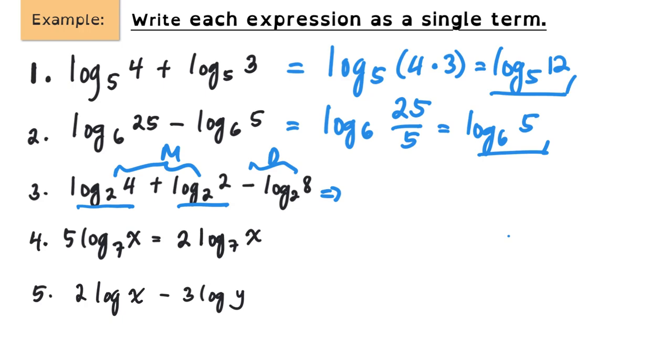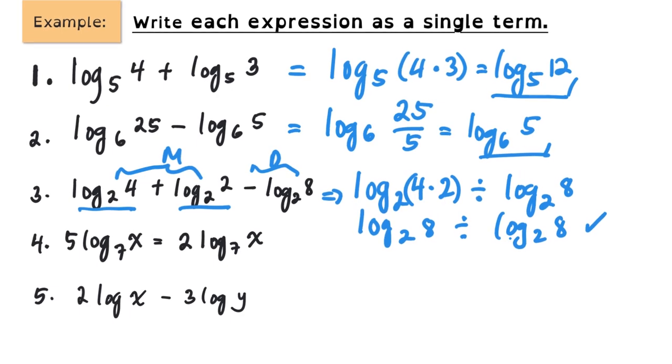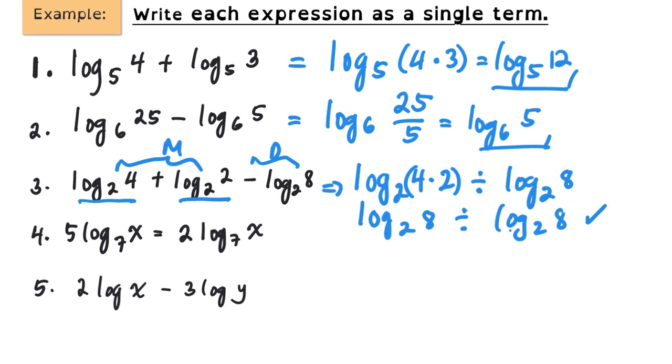Okay, so let's put them together. First, I'm going to do the multiplication: logarithm base 2 of 4 times 2, and then we're going to divide that by the logarithm base 2 of 8. Simplifying further, that gives you log base 2 of 8 divided by log base 2 of 8. You can still simplify this, but for the sake of this lesson, I'm not going to simplify for now.